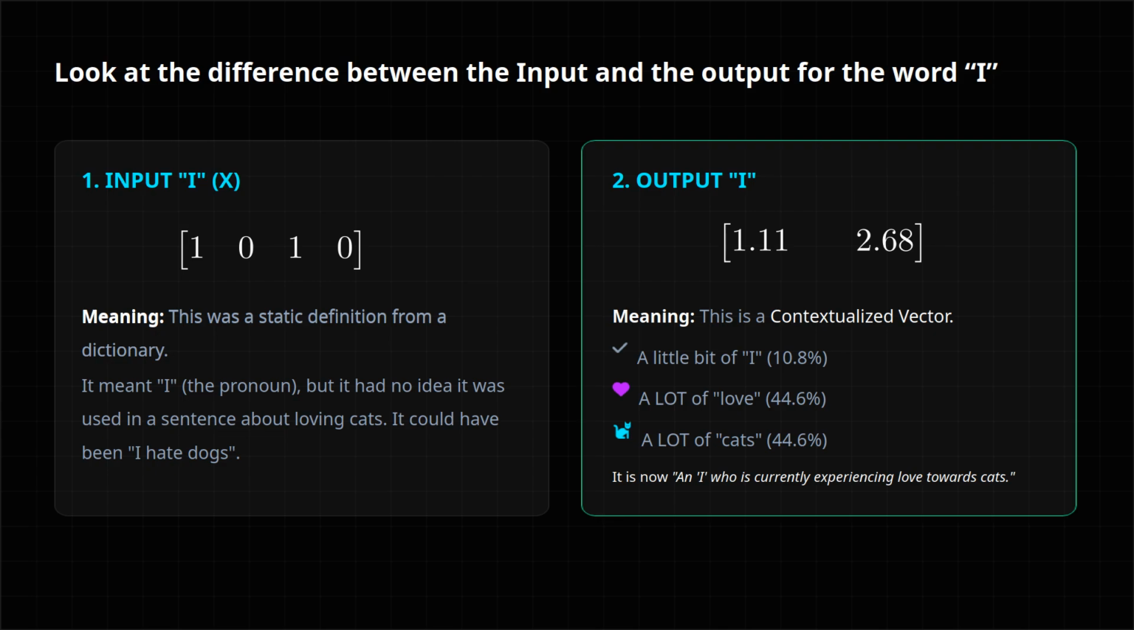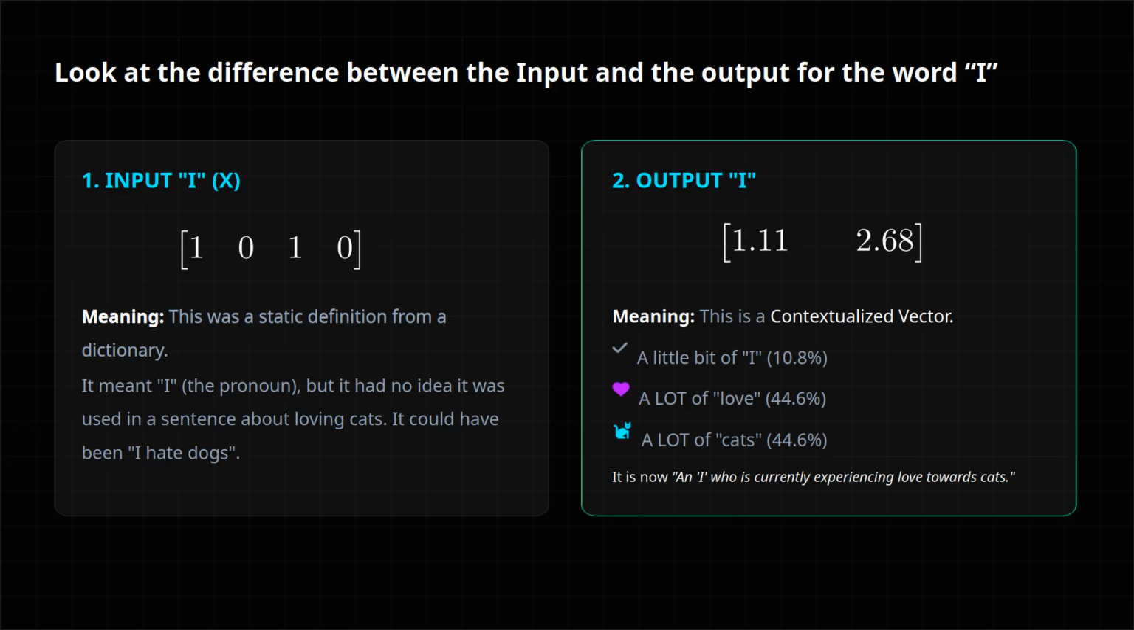Now let's compare what happened to the word I. At the beginning, its embedding was just a static dictionary entry, a four-number vector that meant I, the pronoun, but knew nothing about the sentence around it. That same vector could have appeared in I hate dogs or I drink coffee, and it would look identical.